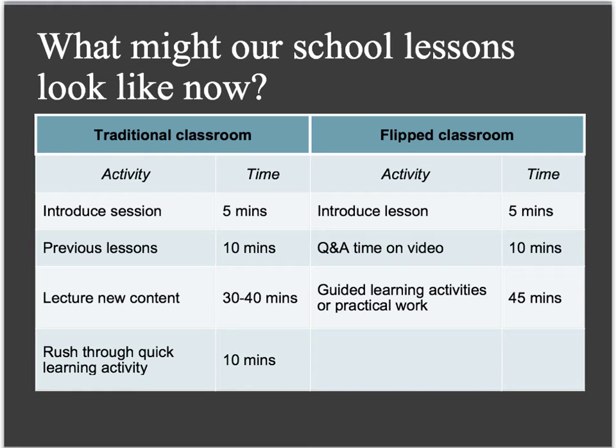So let's look at what our school lessons may look like now. Over on the left here, we have our traditional classroom. We might start with 5 minutes of introducing the session. We might do an advanced planner, just talk about what we're looking at for the session, learning outcomes and success criteria, followed by a recap on our previous lessons or previous learning. That might take, say, 10 minutes. And then we'd move on to lecturing or discussing new content, which may take 30 to 40 minutes.